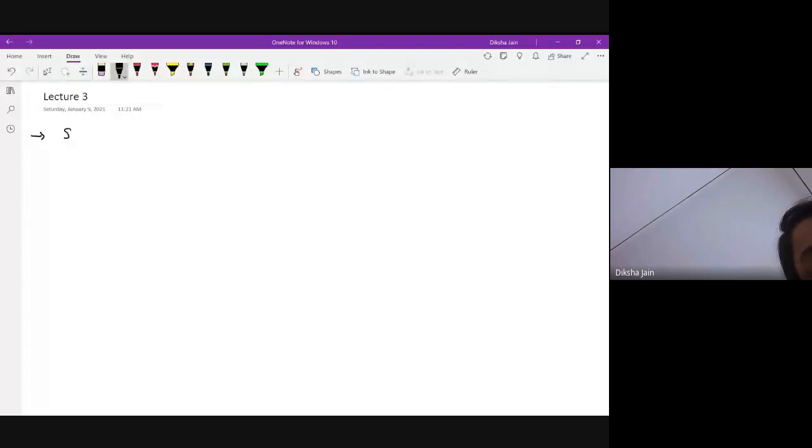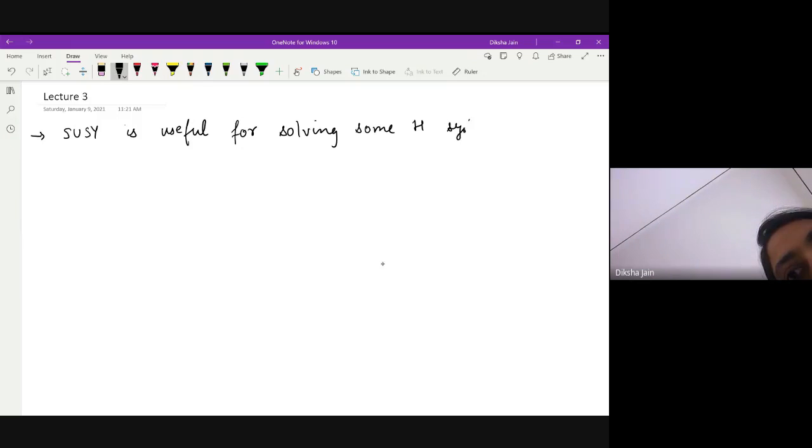Okay, so today what we will do, as I mentioned in the first lecture, is that supersymmetry is useful in solving some Hamiltonian systems. So we will see how this happens today.